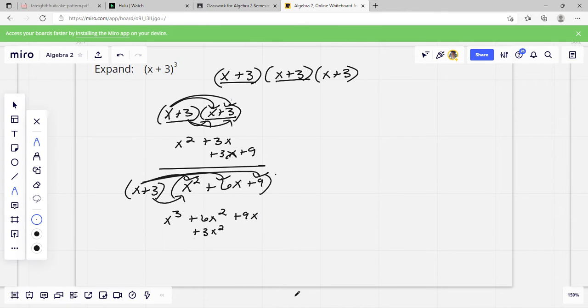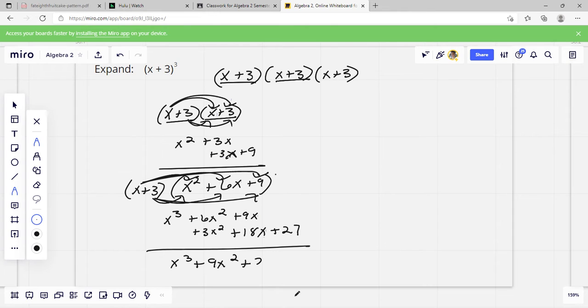And all I'm doing is writing it next to the x that has the same power, so I'm putting my like terms together. 3 times 6x, 3 times 6 is 18, so that'd be plus 18x. And then 3 times 9 is 27. Now I'm just going to add up my like terms, so I've got x to the third plus 3 and 6 will be 9x squared. And then 18 plus 9 is 27x plus 27. So that would be your answer right there.